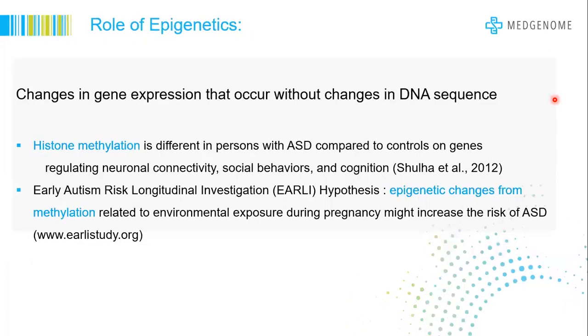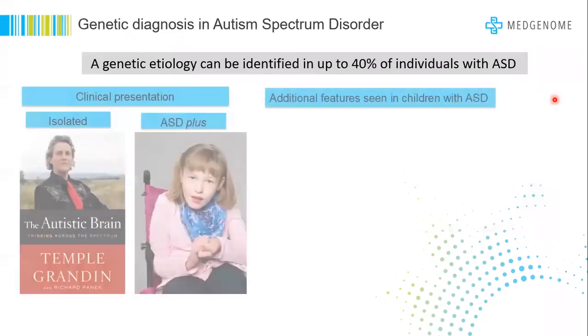The other role is epigenetics, which is a change in the gene without any change in the DNA sequence. So this is after the genetic code is already formed. When RNA is formed, there are certain histone methylation or methylation processes taking place. Even these have been studied a lot and have been implicated in autism, and unfortunately this cannot be tested very routinely.